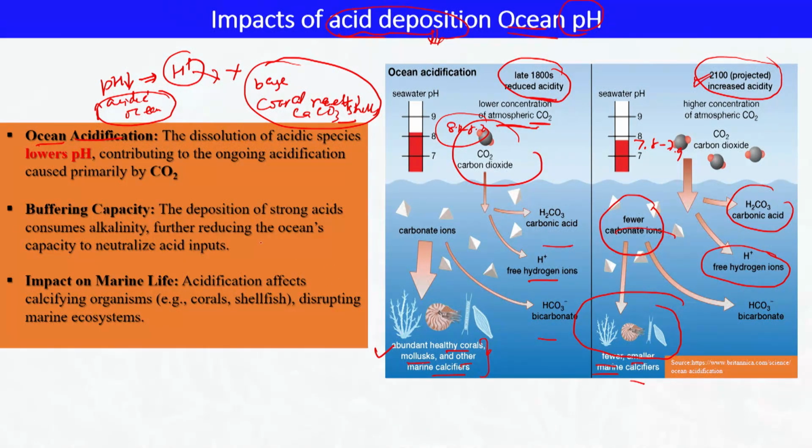So that is very important. But one very important thing here is that the ocean has its own buffering capacity. The deposition of a strong acid consumes alkalinity, further reducing the ocean's capacity to neutralize acid inputs. This is also very important to study. And then the impact on marine life: acidification can affect calcifying organisms such as corals and shellfish, and can disrupt the marine ecosystem.